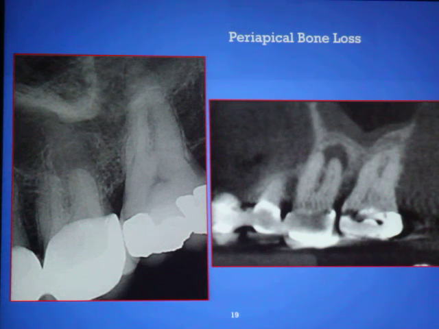Let's see another example. That molar is the cause of the problem, but you cannot see any obvious periapical bone loss here because the maxillary sinus is overlapping onto the apex of the tooth, and you take the cone beam CT and it tells you there is a large periapical bone loss in that area.